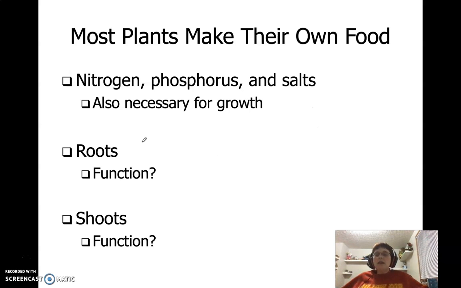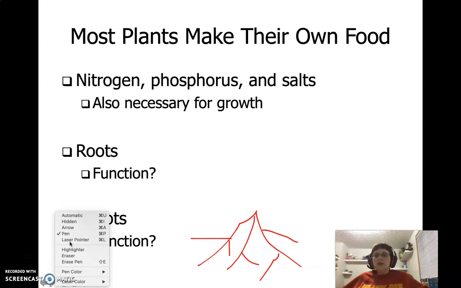The other thing that most plants have in common are roots and shoots. Roots mostly make sense to people. If I were to draw a plant, the roots are going to be these. I know it's red, it always starts out red. So we've got roots, and the roots are the section that is underneath.